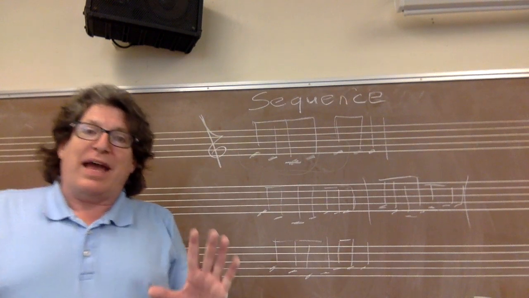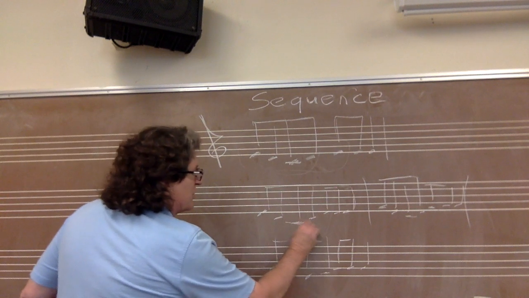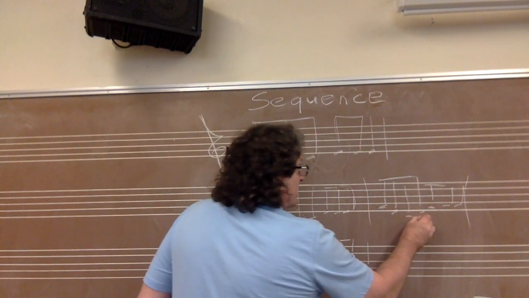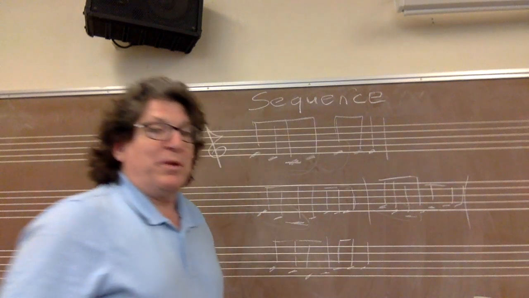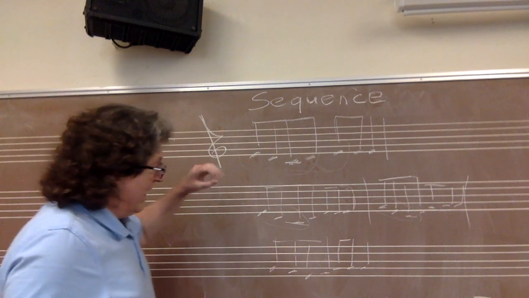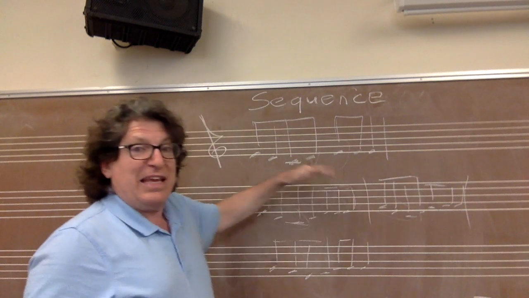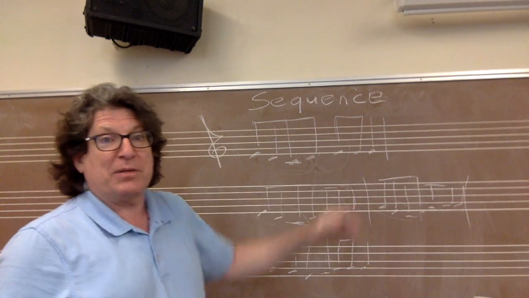And in fact, we know that this way. This is a major third here. This is a minor third. So this is what we call a tonal sequence. We kept the shape the same, but we had the intervals follow the tonality. We kept in the same key.